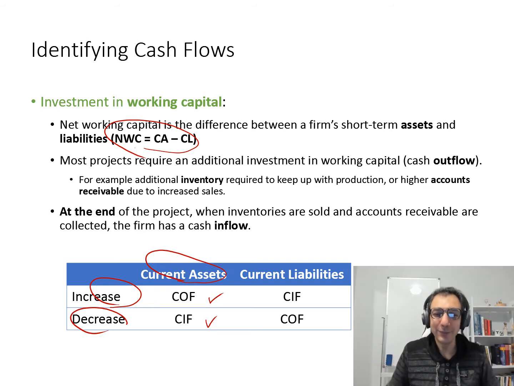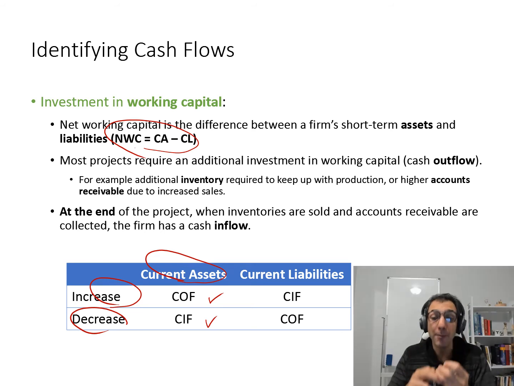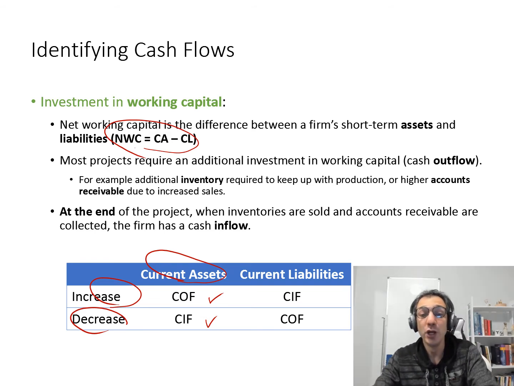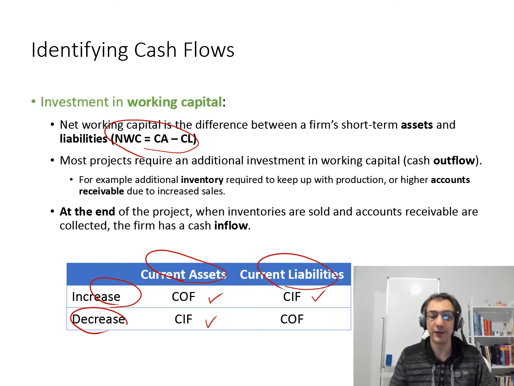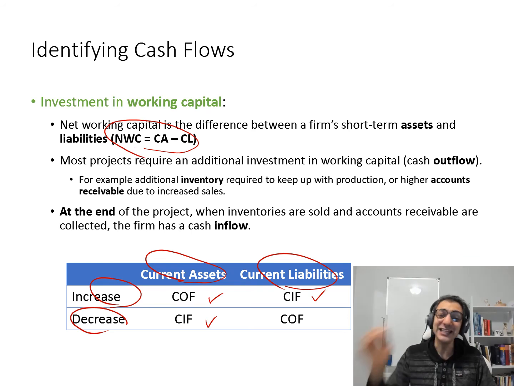What about the current liabilities? The opposite case can happen for current liabilities. If the current liabilities are going up, for example, accounts payable is going up, it means you're saving, you're holding back the cash. So it's good from the cash perspective. So any increase in current liabilities is a cash inflow. And the opposite case also can happen for current liabilities. Any decrease or reduction in current liabilities is a cash outflow.